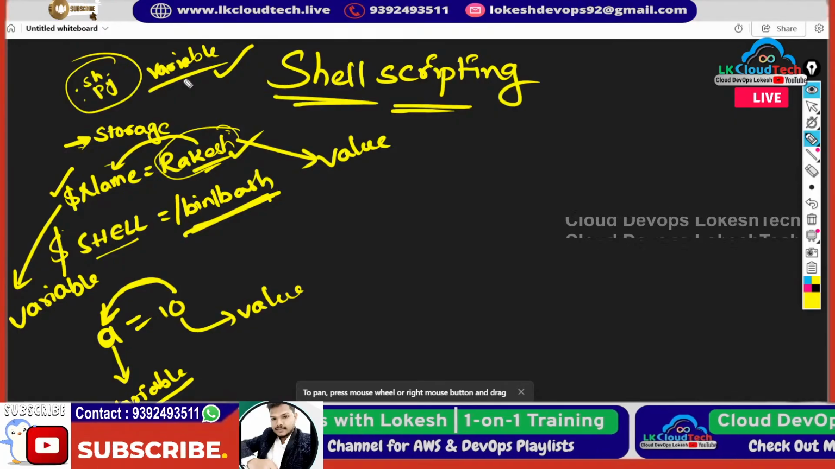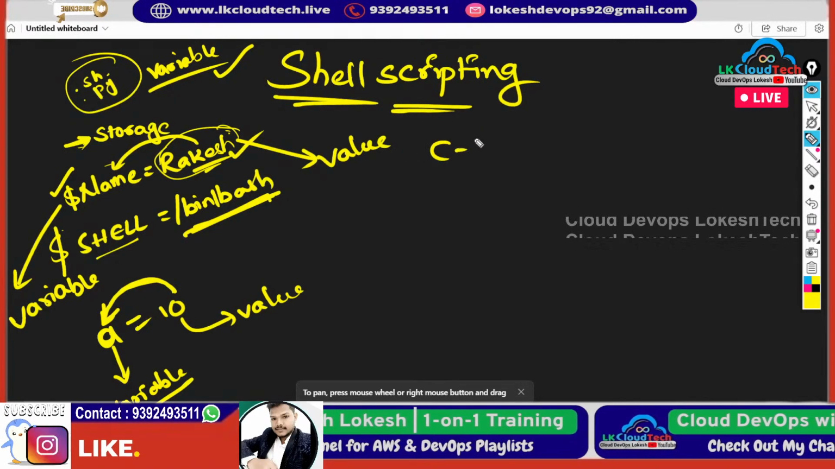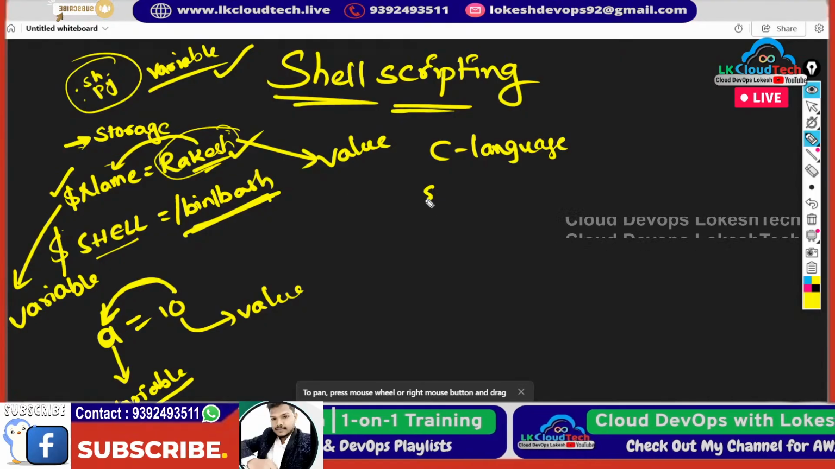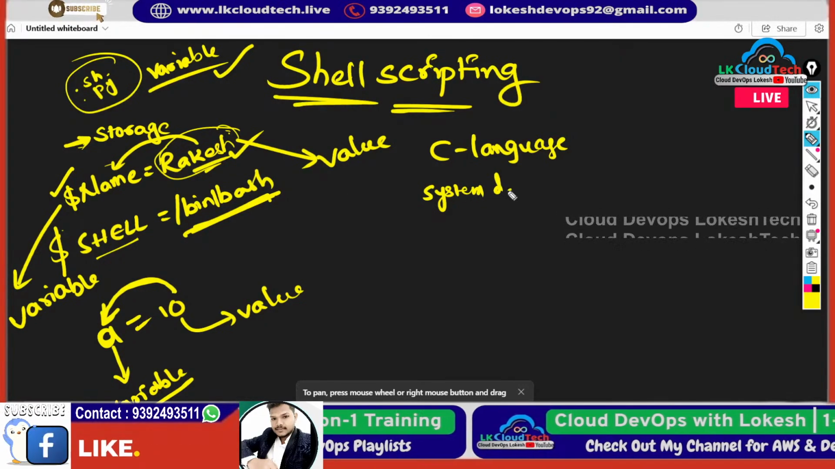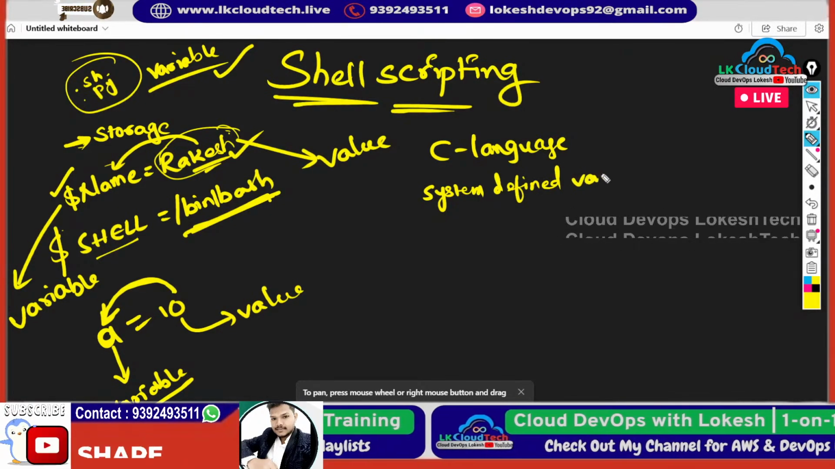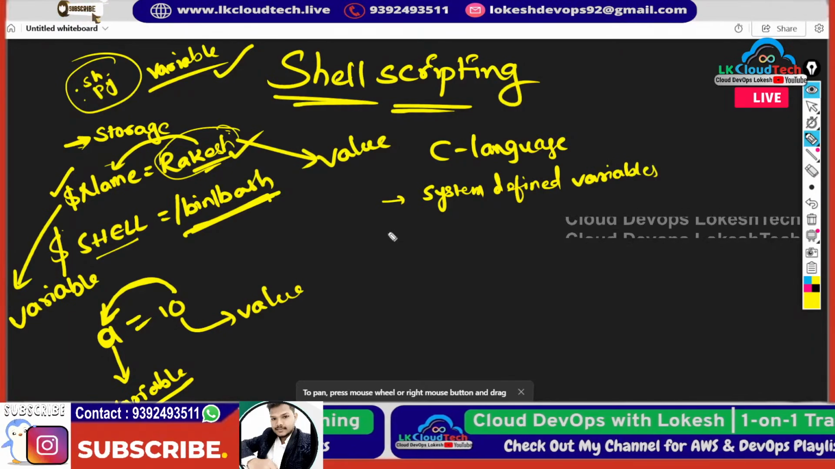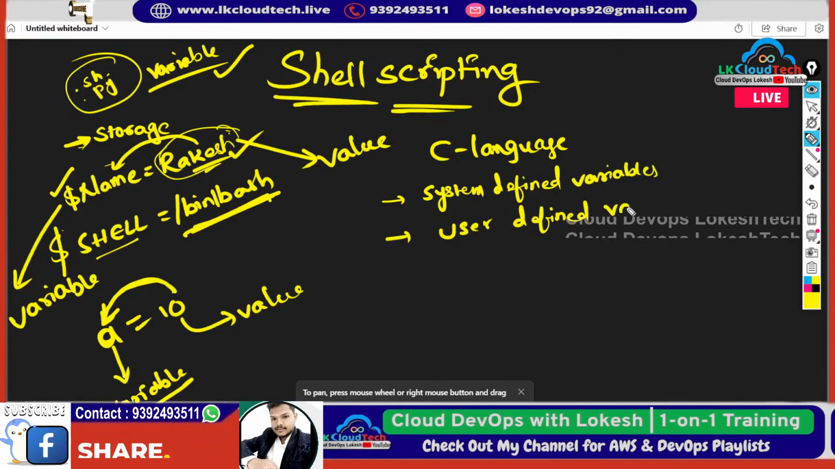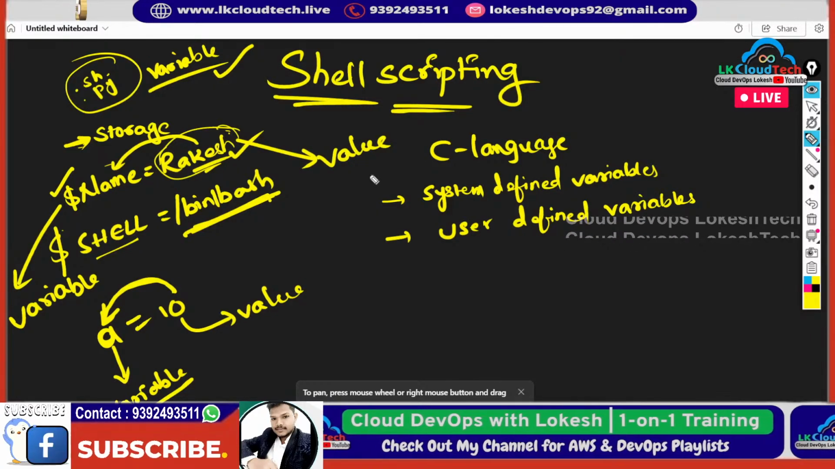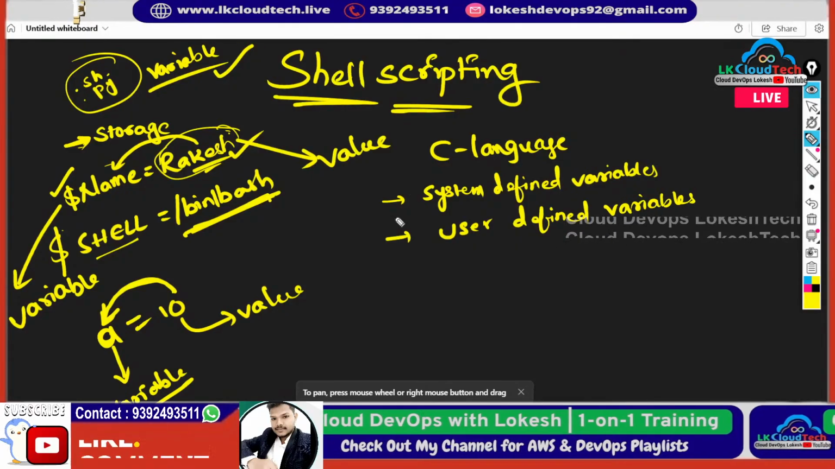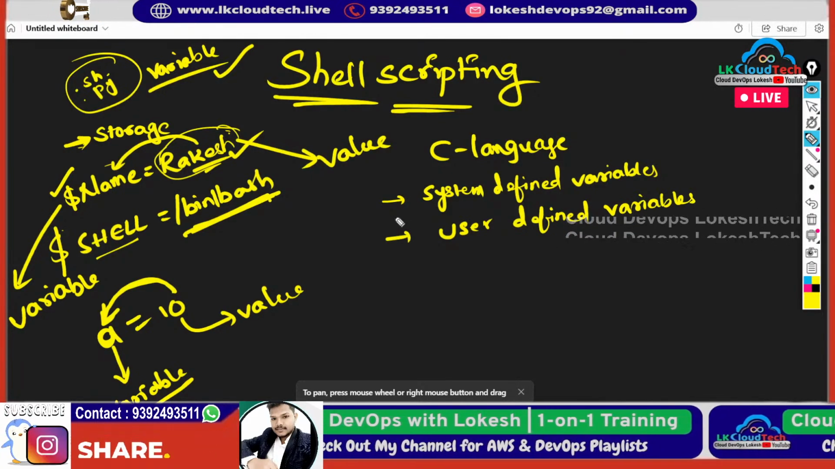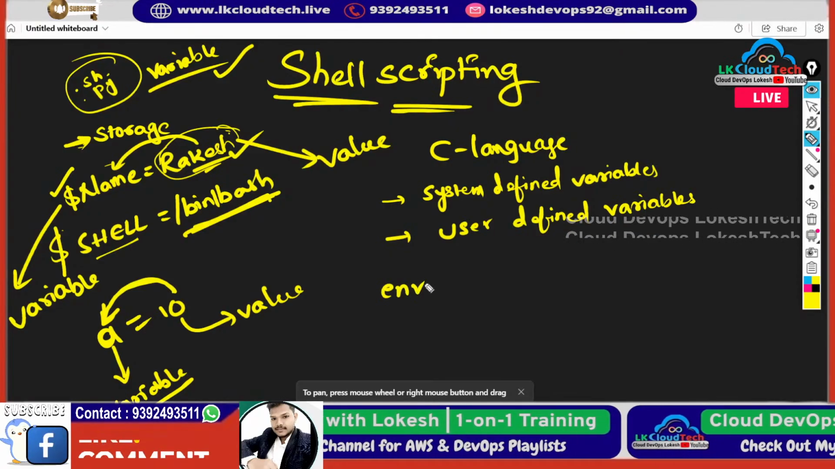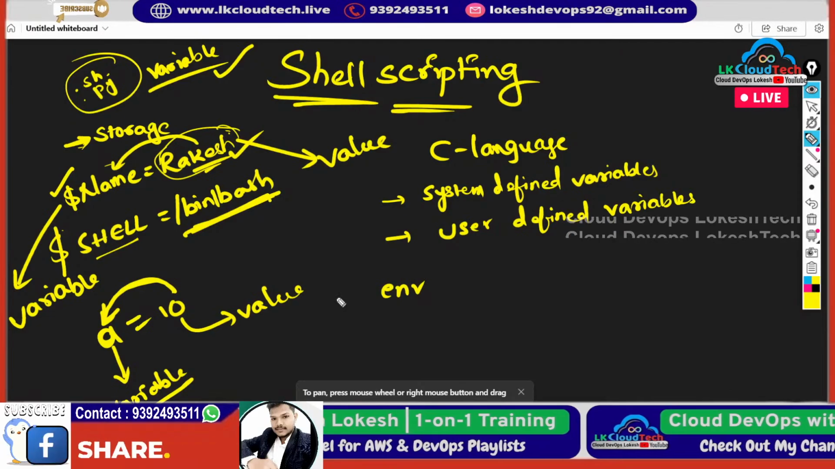In shell scripting we have two types of variables. One is system defined variables, and next is user defined variables. So what are the system defined variables? In Linux, how do we see them? Using env, the environment variables, their names and values will be displayed.